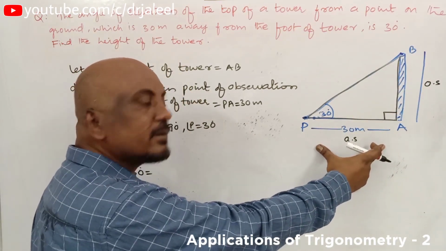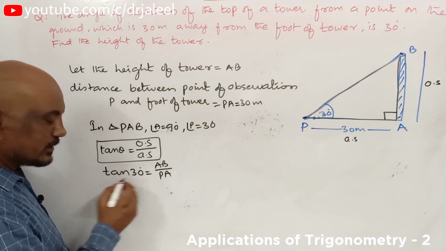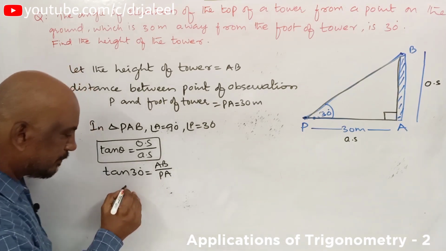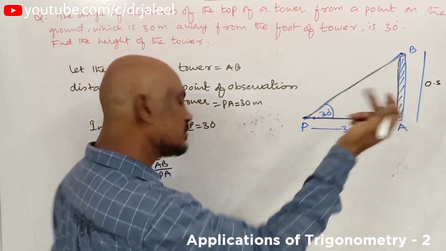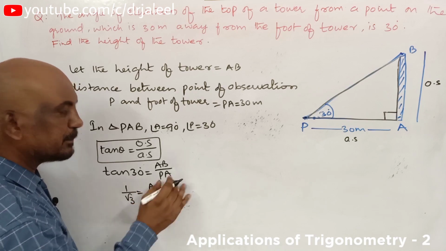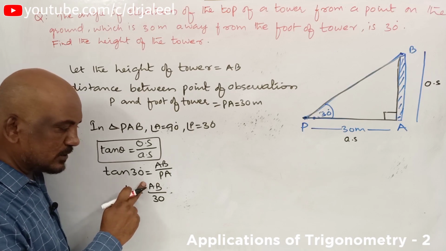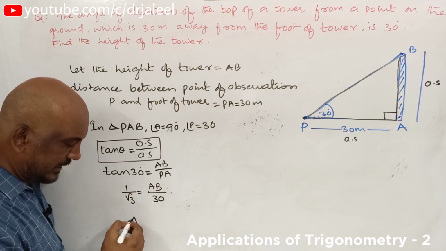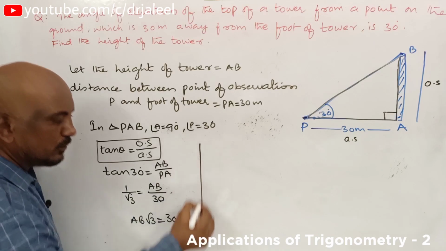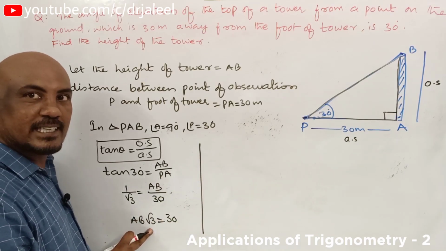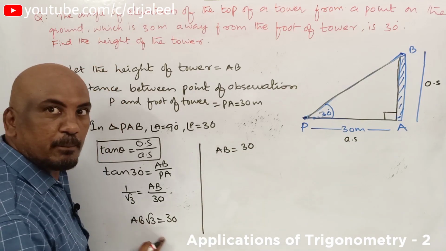Of course 30 meters is given, but we will substitute in the next step. AB by PA. So tan 30 from the table, tan 30 is 1 by root 3, is equal to AB by PA. What is AB here? Not known. So keep it as it is. PA is already given as 30. As we are supposed to find AB here, we will cross multiply: AB into root 3 is equal to 30 into 1, 30. As I need AB, I have to push this root 3 to that side. So AB is equal to 30 by root 3.